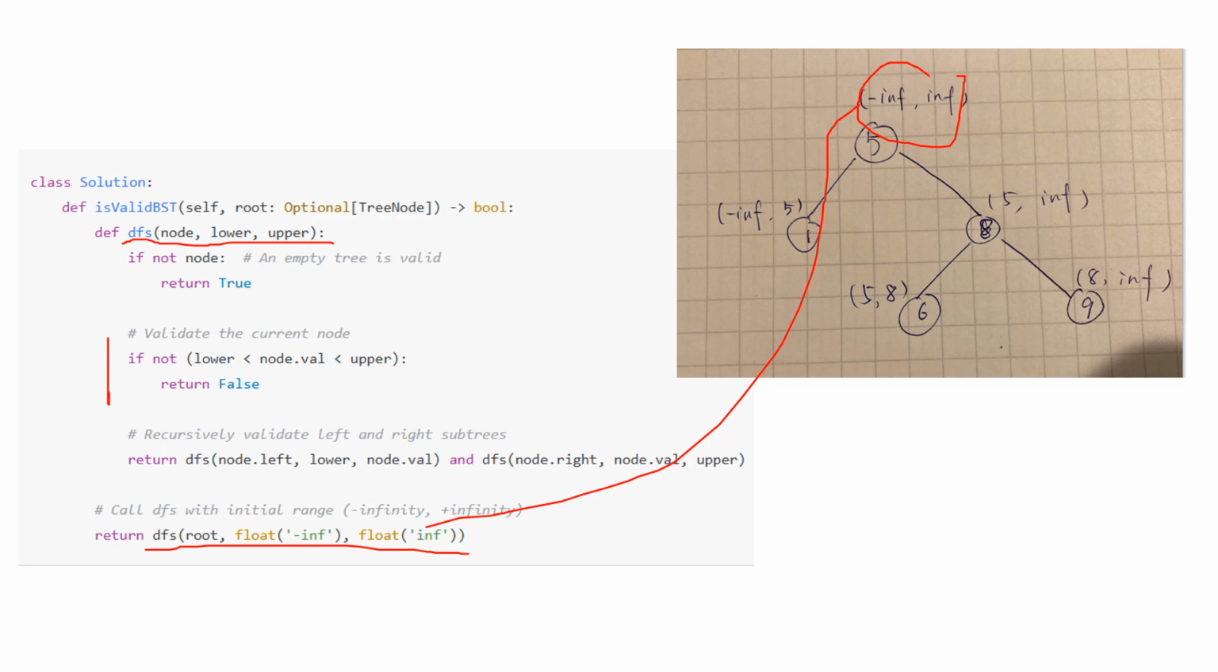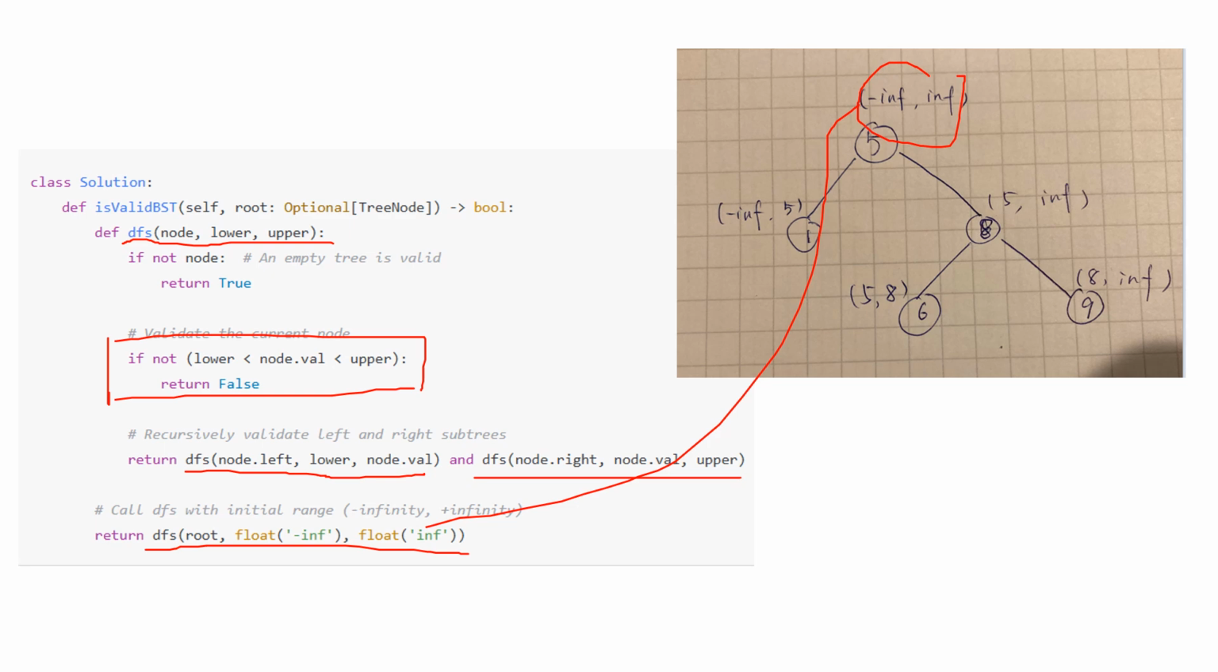This line is to check the condition if the node value satisfies the range criteria. If not, we simply return. We don't have to continue anymore. But if that's valid, then we keep on doing this for the left children and the right children.